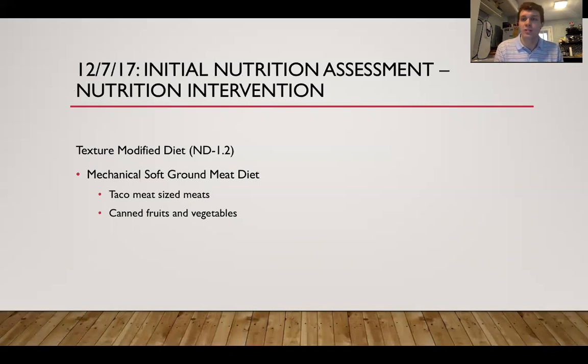Then you have your mechanical soft ground meat diet, where it's taco meat sized meats. And then you have your pureed, which is pureed meat and pureed vegetables. So I educated him on the different mechanical soft diets that we had, and he wanted to try the ground meat diet. So that's what we did.